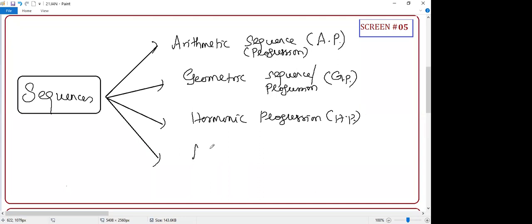Then you have AGP. What is that? Arithmetic geometric sequence. So it's a combination of both. Clear or not? Then you will learn a lot of special series also. A lot of special sequences also you will learn. Even here I'll teach you some special sequences.